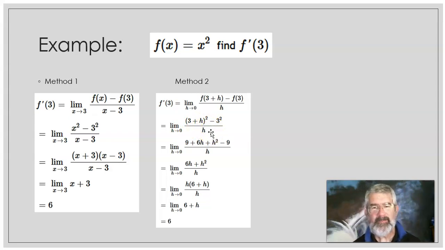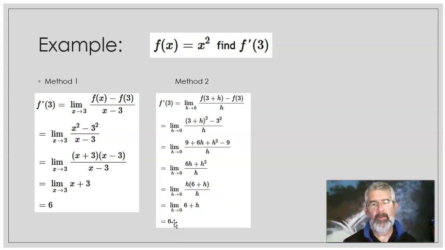Anyway, we've got to square that binomial. 9 plus 6h plus h squared minus 9 all over h. The 9's go away, the h can be factored out, and there's the 0 over 0 problem. And you've got a 6 plus h as h goes to 0 is just 6.